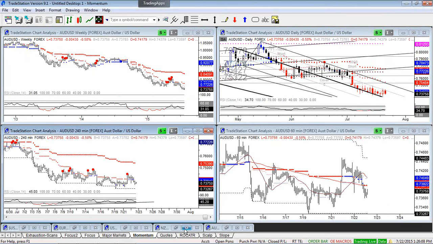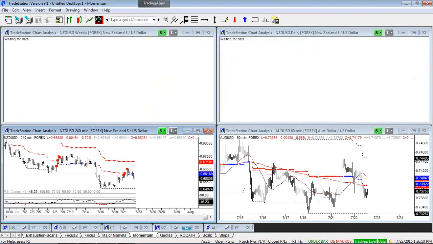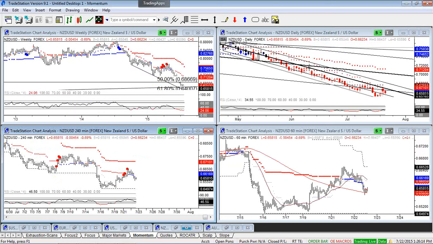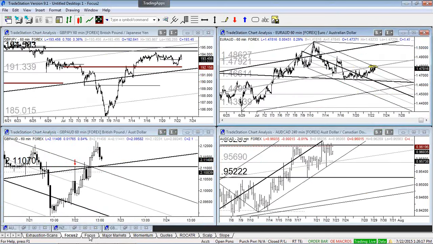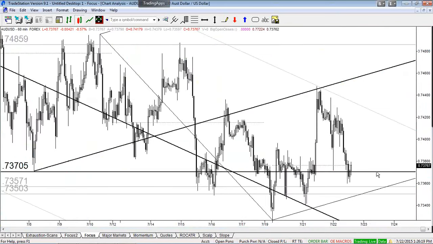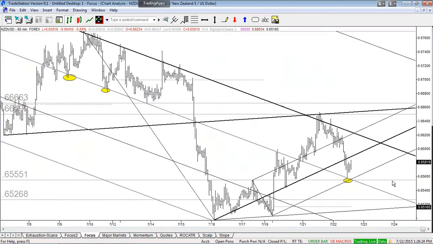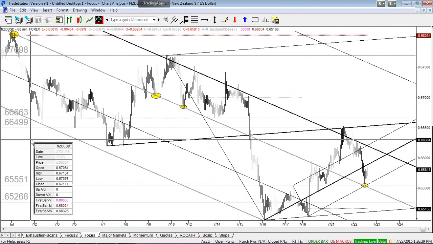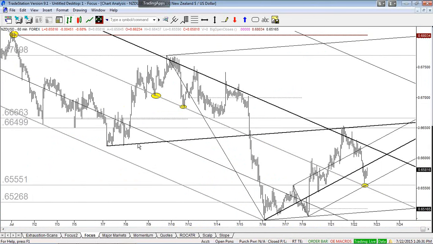As far as Aussie dollar is concerned, Kiwi dollar is one that, again, I find really difficult to trade on the short side, even after pointing out things like being at resistance, right? And this is great resistance. You've got horizontal resistance up here.